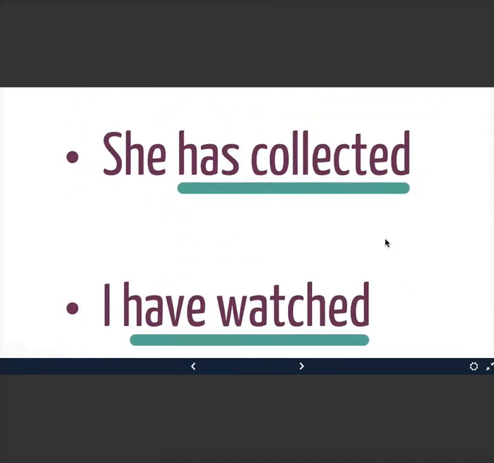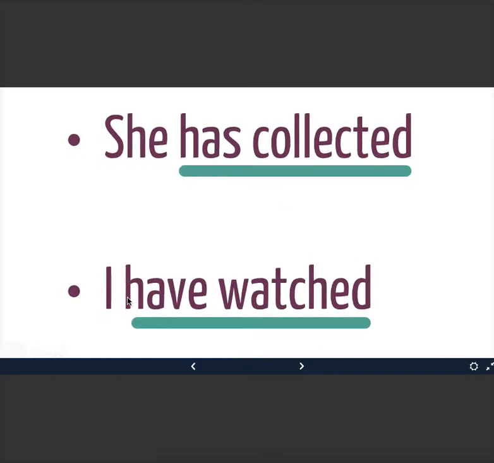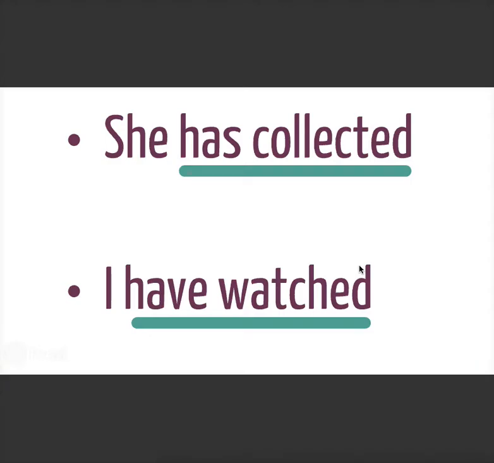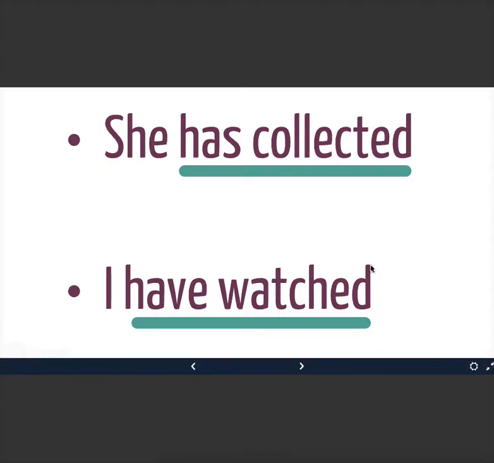Okay, so, my dears, let's continue with the next example. She has collected. Look at this. I have watched. So, subject, auxiliary verb have, because my subject is I, and the verb in participle. In this case, once again, this is a regular verb. For that reason, I just have to add the final ed. Okay, I have watched.